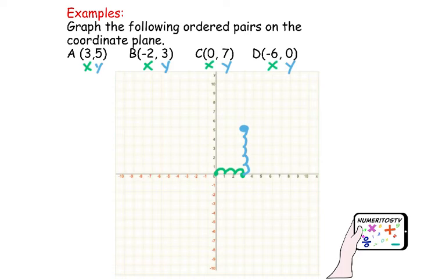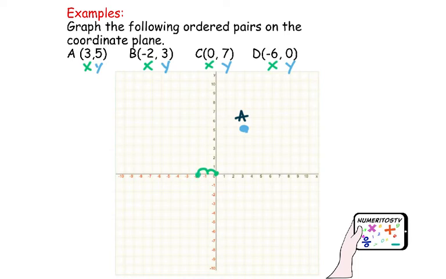You can erase all this mess. This was just for reference, for graphing. And then you label your point. So this point, this coordinate, is A. Let's do B now. So again, starting in the origin, your first number is your x movement. So horizontally, I'm going to move -2. That means to the left from the origin. 2 units. 1, 2.